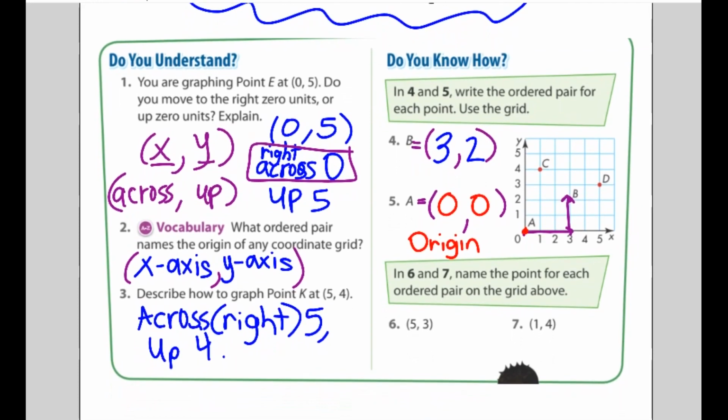Now let's go to the last 2 questions in this section. It says, in 6 and 7, name the point for each ordered pair. Okay, so we're just going to say which letter is it. Is it C or is it D, using the picture that we have above?